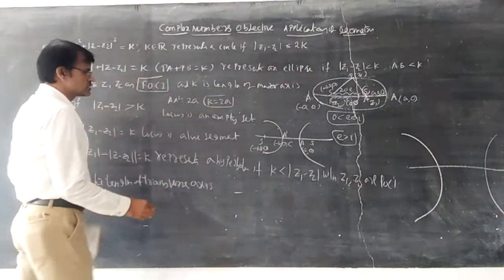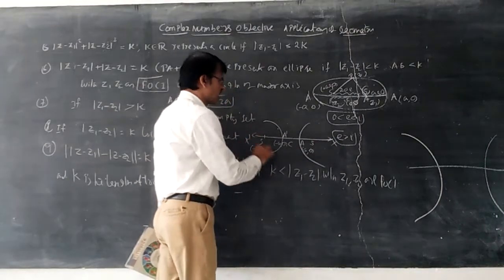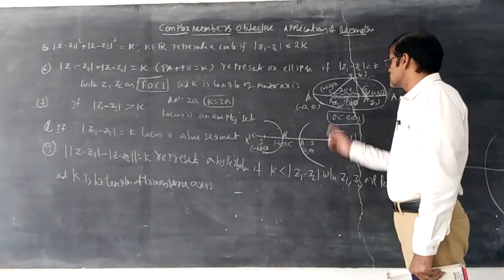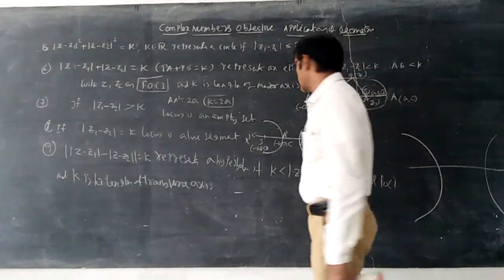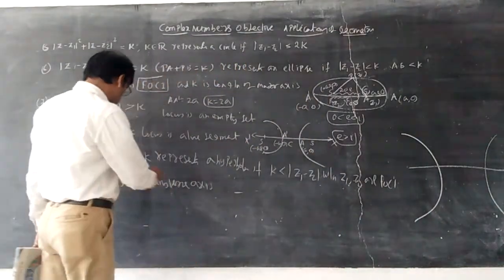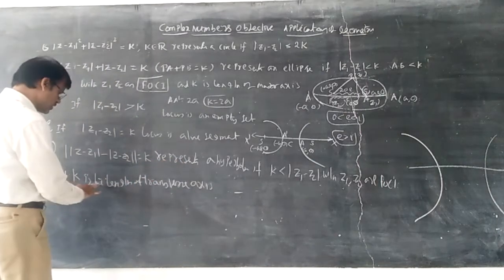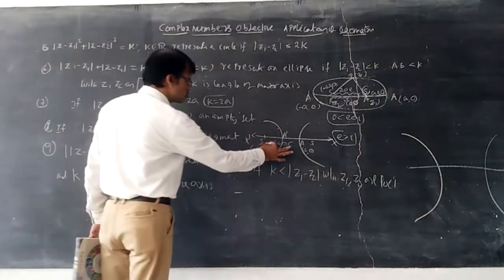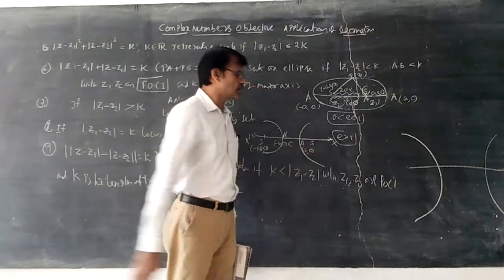Next, the special name of the x-axis is the transverse axis, and the y-axis is the conjugate axis. For the ellipse, the x-axis is the major axis and the y-axis is the minor axis. Here k is the length of the transverse axis, so k is equal to 2a.